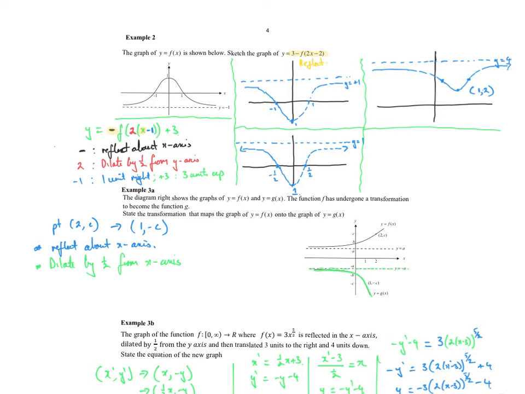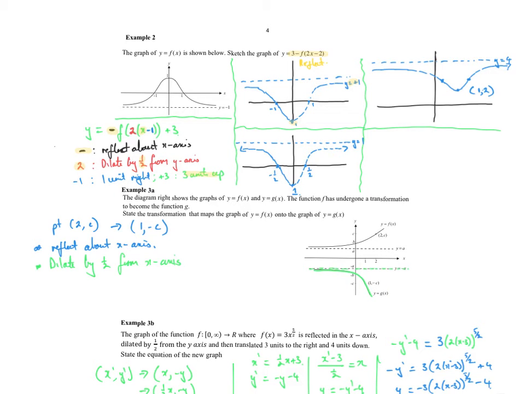So clearly we can see the transformations that have taken place there. Negative out the front, we reflect about the x-axis. 2 inside the bracket is dilate by a half from the y-axis. Negative 1 inside, we make it 1 unit right. Obviously plus 3, 3 units up. So if we sketch that graph from the original, if we dilate and reflect first, we can see the reflection here. We just flipped everything upside down. So my asymptote is now at y equals 1, and my turning point is at negative 1 now.